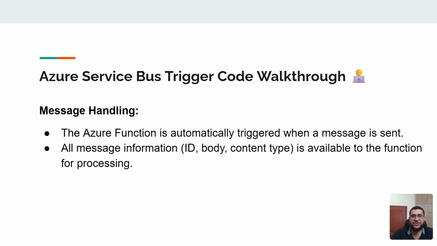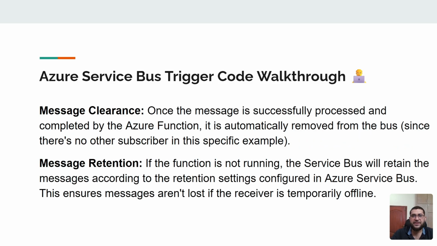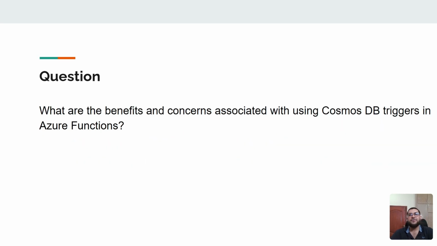And this is the message handling. The Azure function is automatically triggered when a message is sent. I already showed this in the demo. And this is the message clearance. Once the message is successfully processed and completed by the Azure function, it is automatically removed from the bus. We can also do message retention. If the function is not running, the Service Bus will retain the message according to the retention setting inside the Azure portal. And this is the end of this session.